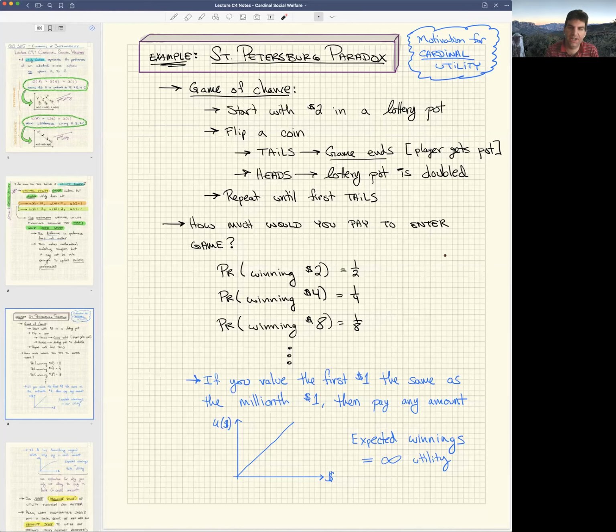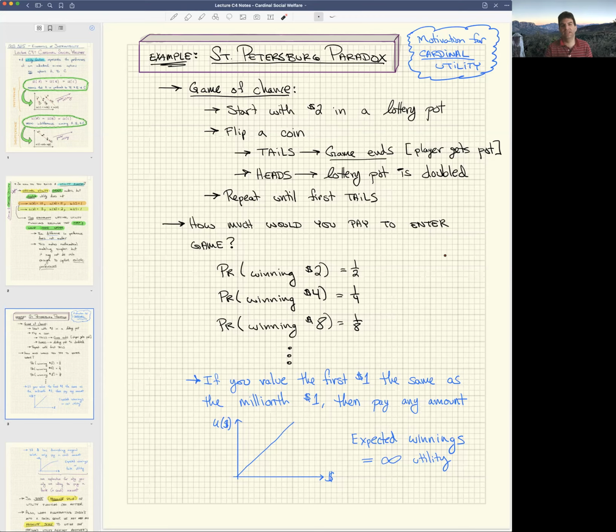And the St. Petersburg's Paradox, why St. Petersburg? That has to do with the history of how it came up. There's nothing especially St. Petersburg-y about it. But what Bernoulli said is, imagine I give you a game. We're going to start with $2 in a lottery pot in the middle, and we're going to flip a coin. If it comes up tails, you get whatever's in the pot right now, so $2 initially. If it comes up heads, then we're going to double what's in the pot.